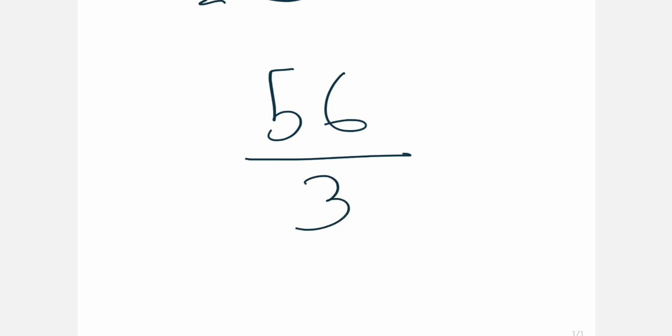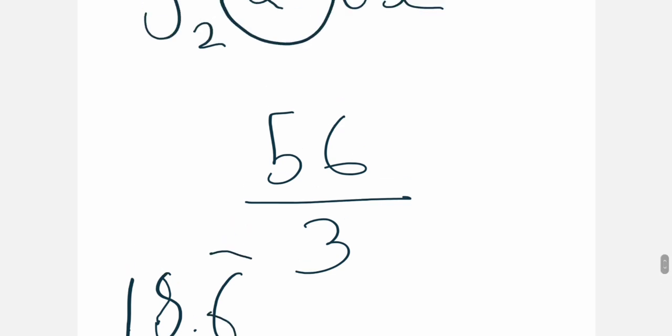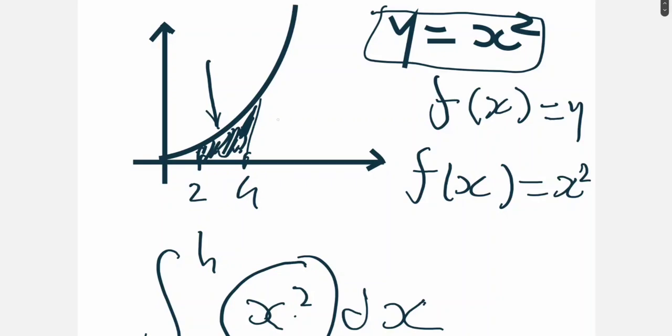If we plug this into our calculators, we are going to get 18.6 recurring. So we can record it as this. Recurring. So that means that the area equals 18.6 recurring. Perfect. Now on to our next question.